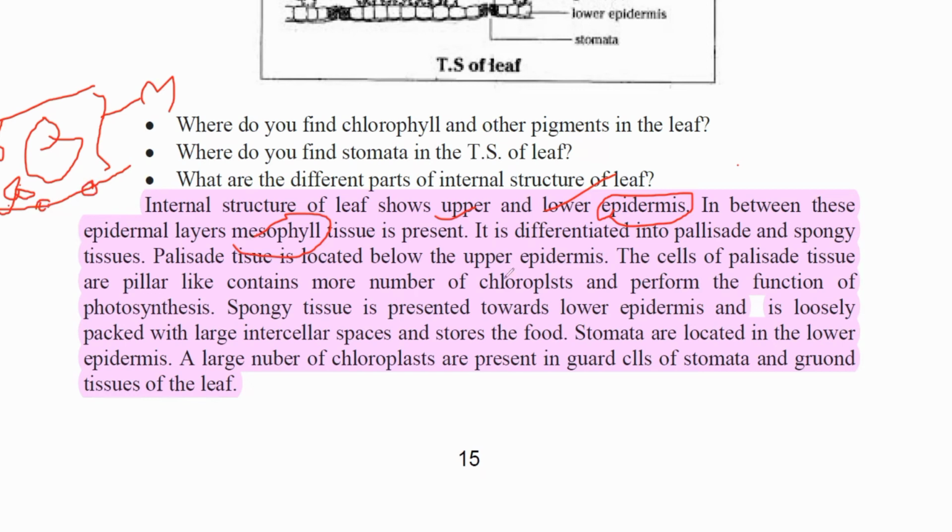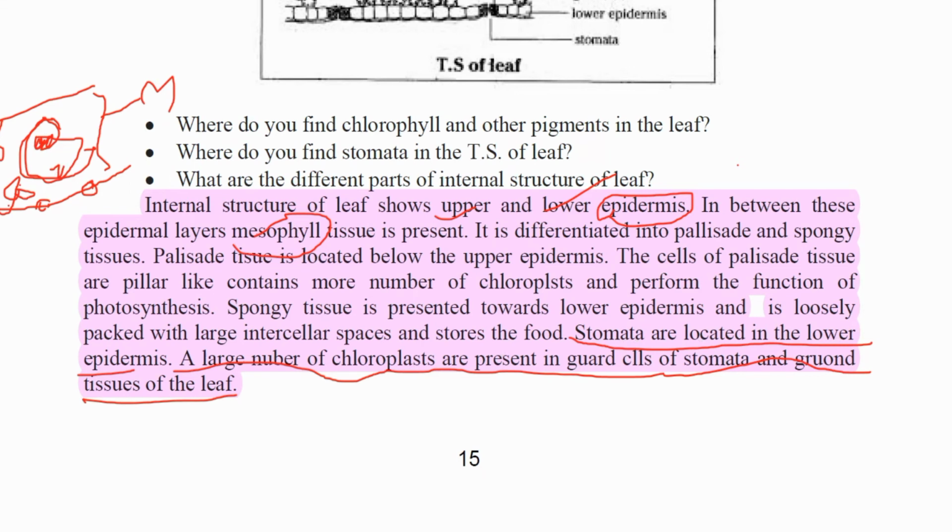The stomata are located in the lower epidermis, and a large number of chloroplasts are present in the guard cells of stomata and around the ground tissue of the leaf. Already I said the vascular bundle is centrally located. It is made up of two kinds of tissues: the upper one is called xylem and the lower one is called phloem. Xylem conducts water and minerals from roots to upper parts of the plant body. Phloem transports food material from leaves to other parts of the plant body.